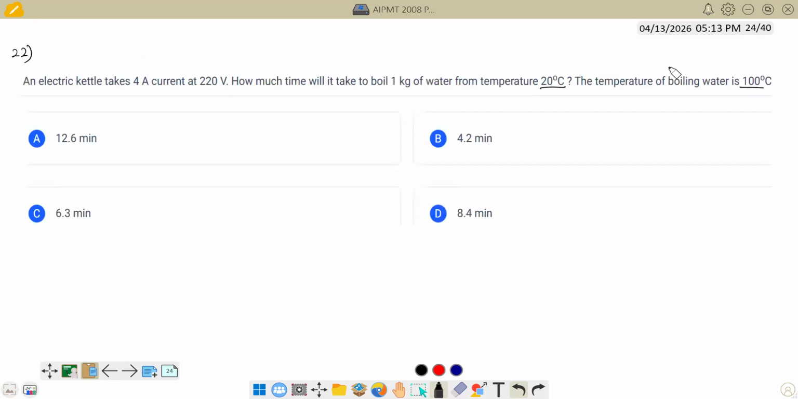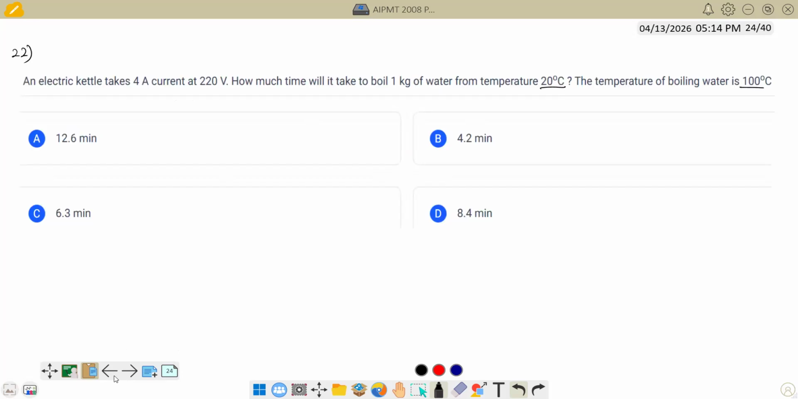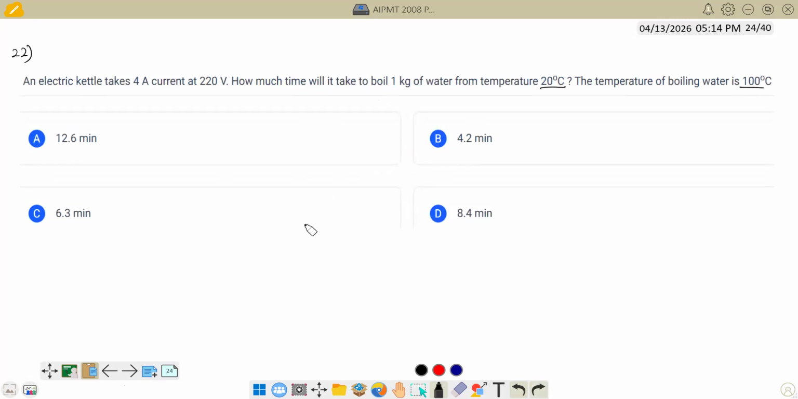If that must be asked, rather than asking to boil 1 kg of water, he will use another word. Right now we have to stop the problem when water reaches 100 degrees centigrade. But what if we need further conversion? We want the water to further convert from 100 degrees centigrade to steam at 100 degrees centigrade. The term that must be used here is boil away. If boil away is given, then apart from this, we will also take steam at 100 degrees centigrade. We'll add this also. But right now, since that boil away word is not given, we can understand time to boil is simply time required for the water to reach 100 degrees centigrade.